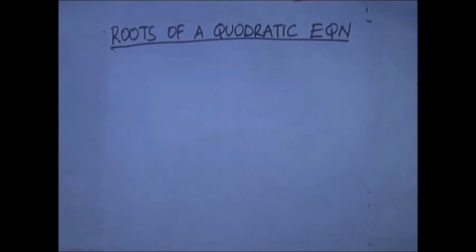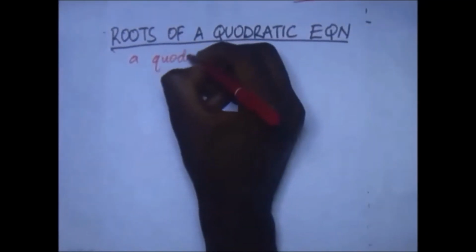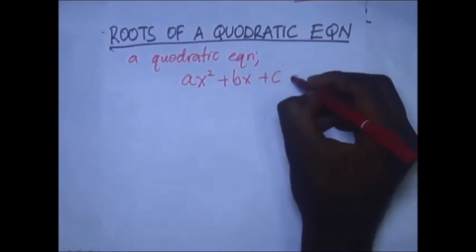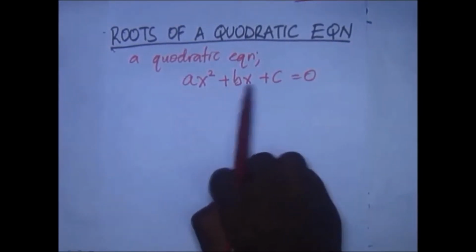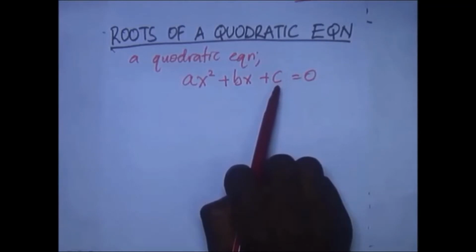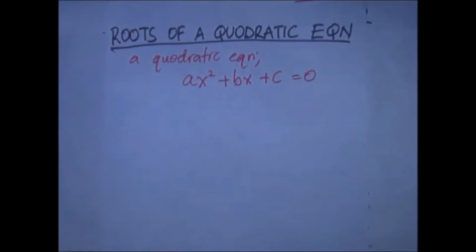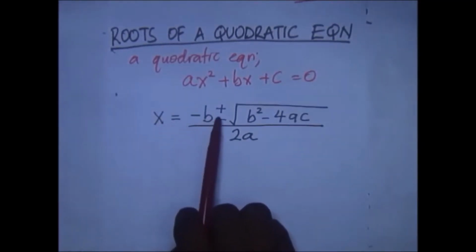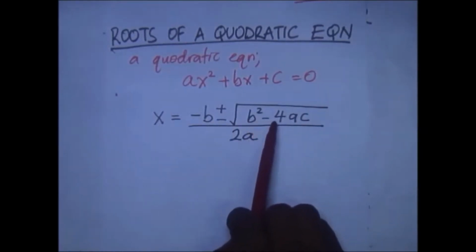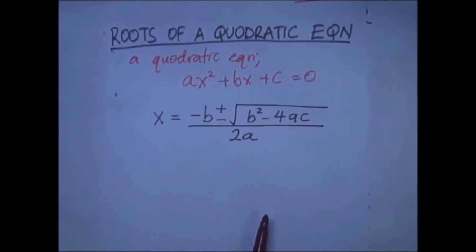The roots of a quadratic equation, we may call them the solution to a quadratic equation. But first of all, a quadratic equation is always in the form ax squared plus bx plus c, where the values of a, b, and c are constants. Now, if we are to find the solution to that quadratic equation, we shall use that formula. x is equal to negative b plus or minus the square root of b squared minus 4ac, all over 2a.